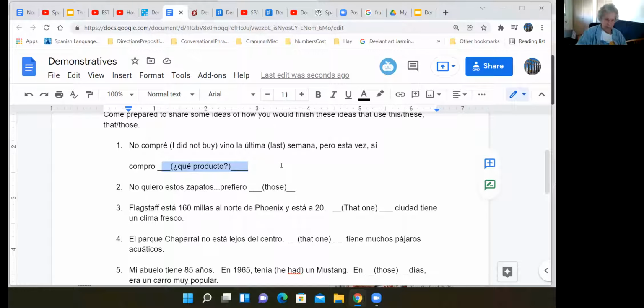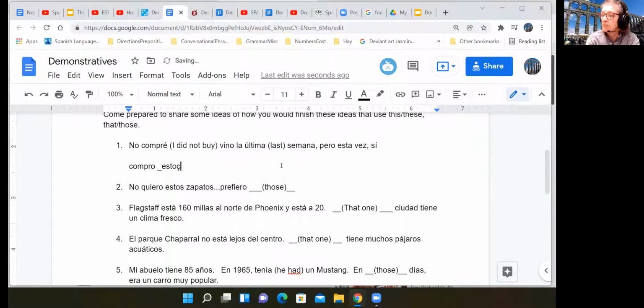It might be esto, this thing. It might be, if we're talking about vino, este vino. What about if I use botella, bottle, instead of wine? Esta botella. Compro esta botella. I'm buying this bottle. Sí, compro esta botella.